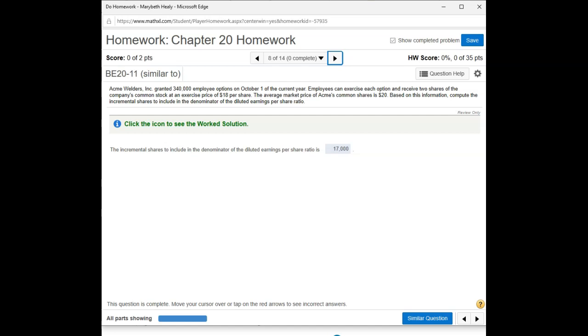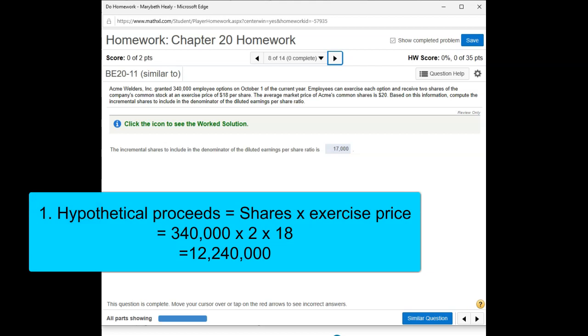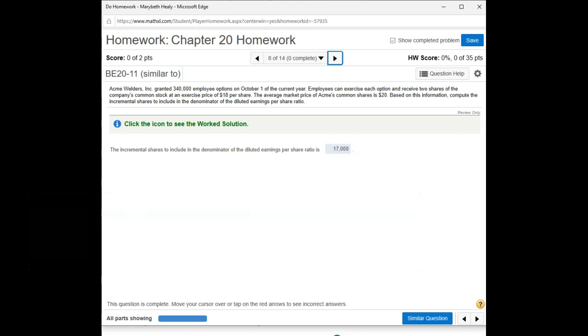So first, what we want to do is find out the total amount of proceeds the company would receive if all the employees exercised. So we have 340,000, multiply that by 2 shares per option, multiply that by the exercise price of $18 per share. The company would have hypothetical proceeds of $12,240,000.